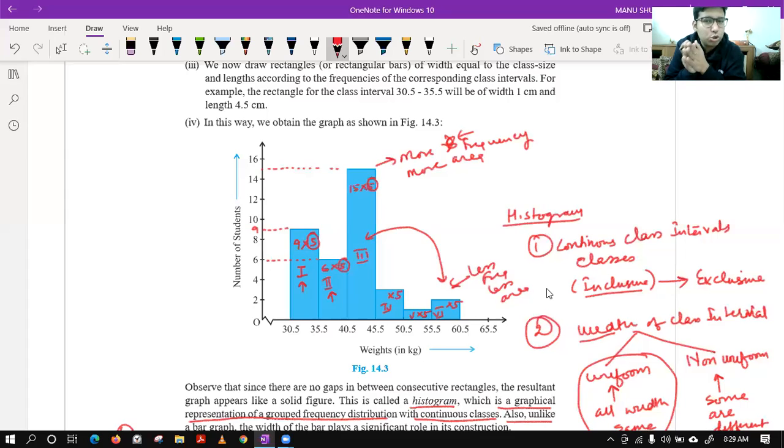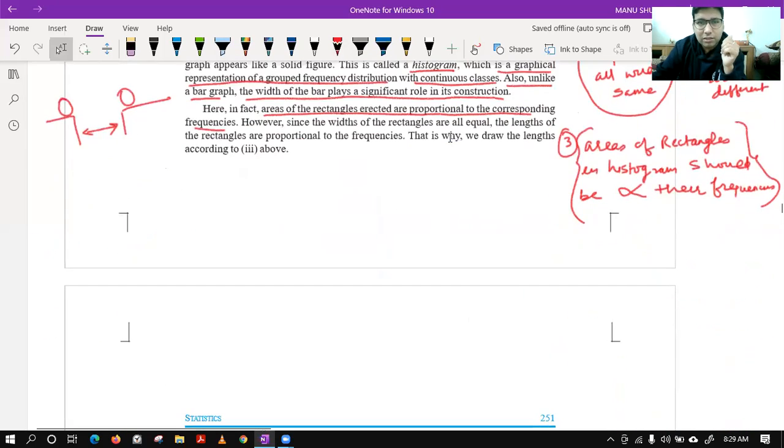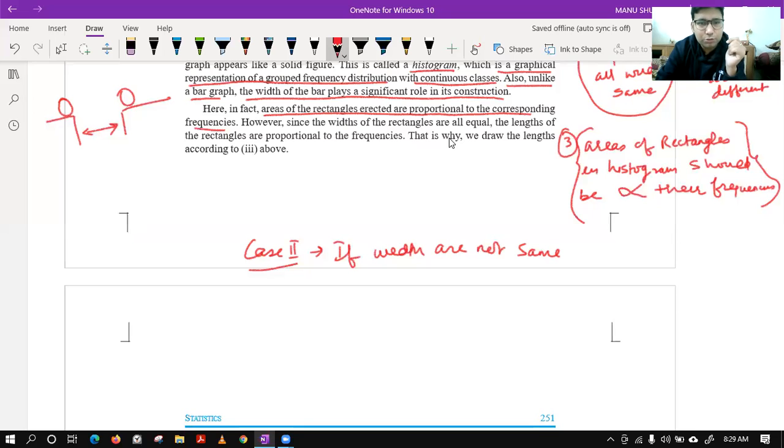You have to make sure that these three conditions are met by your histogram. Then only the histogram is correct. Now let me show you why the problem will arise. So in case number 2, if widths are not the same, what will happen? Let me show you.